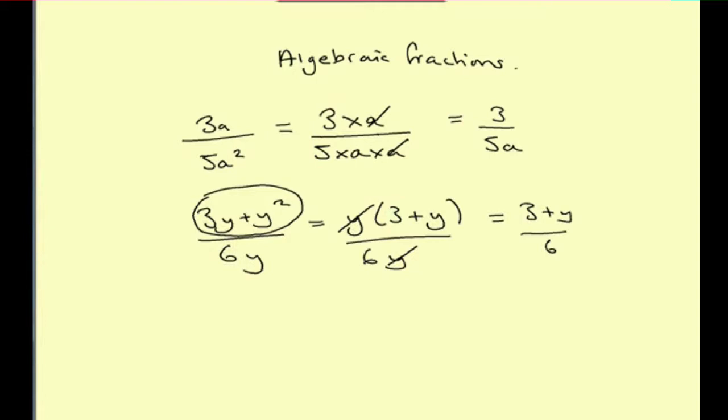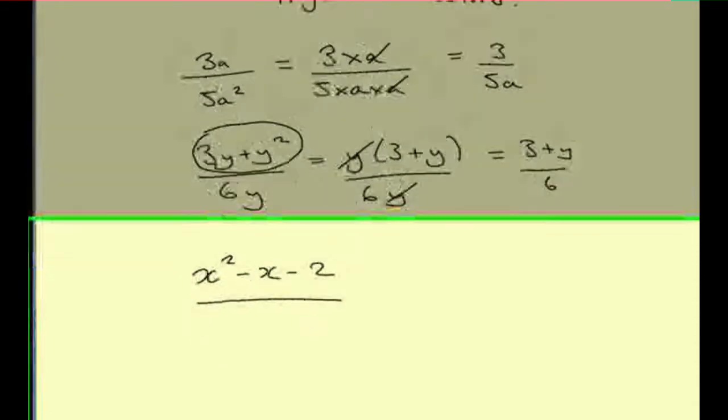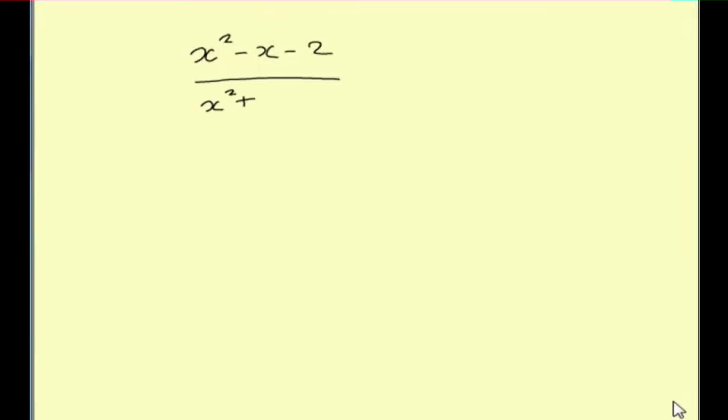Let's have a look at an example that contains a quadratic. So for example, x squared minus x minus 2 all over x squared plus 4x plus 3. So in this example, again, we have to factorise first. Now you notice we've got a quadratic on the top, so we have to think of two numbers that multiply together to get minus 2 and add together to get minus 1. Well, it's going to be minus 2 and plus 1.